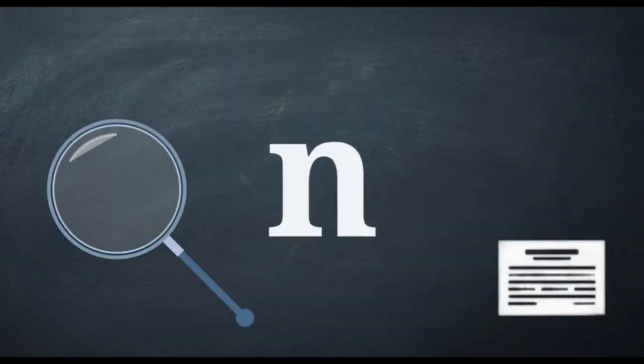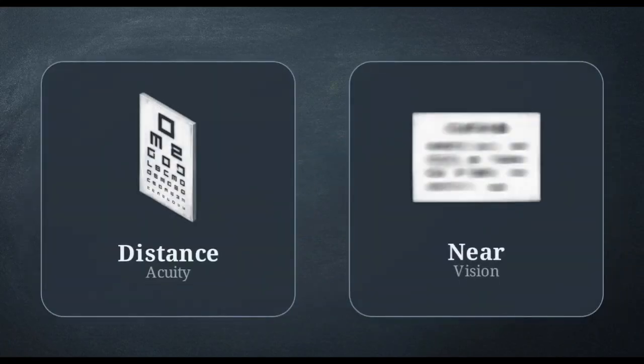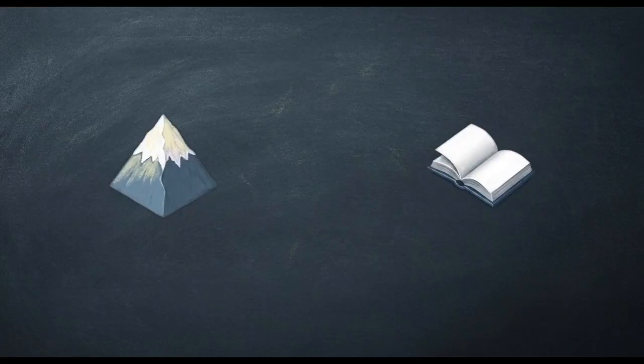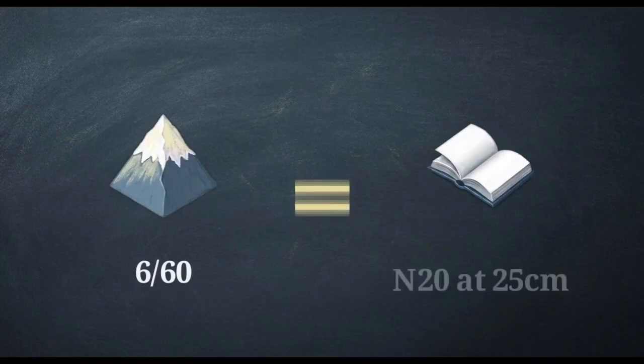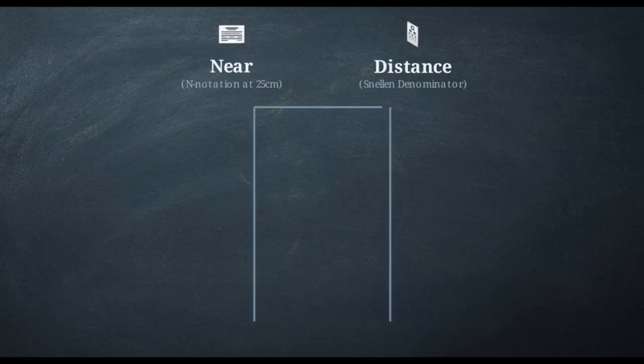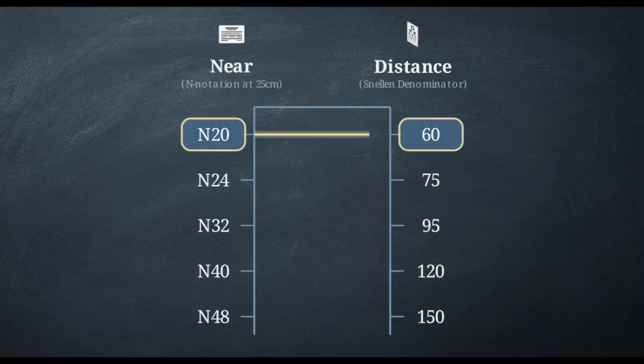Now let's examine near vision testing, which we measure in N notation. In low vision patients, you will frequently see a mismatch between their distance and near performance. To bridge these two notations, we use a baseline equivalence. An acuity of 6/60 at distance is theoretically equivalent to reading N20 text at 25 centimeters. We use this relationship to solve comparative problems. If a patient reads N48 at that standard 25 centimeter distance, what is their Snellen distance equivalent?